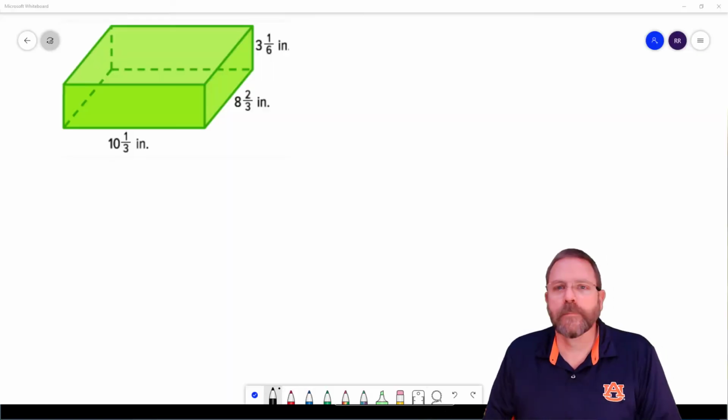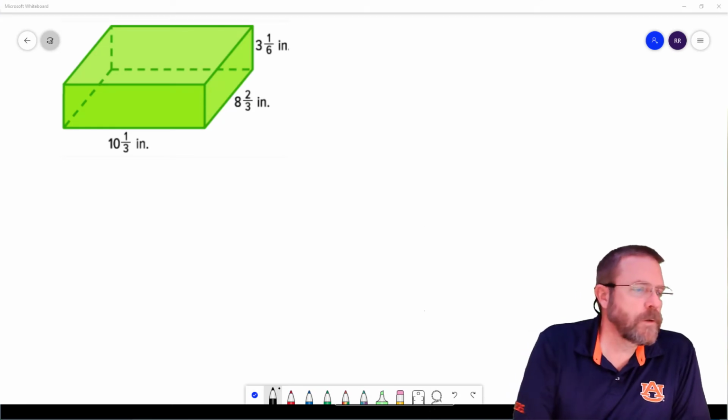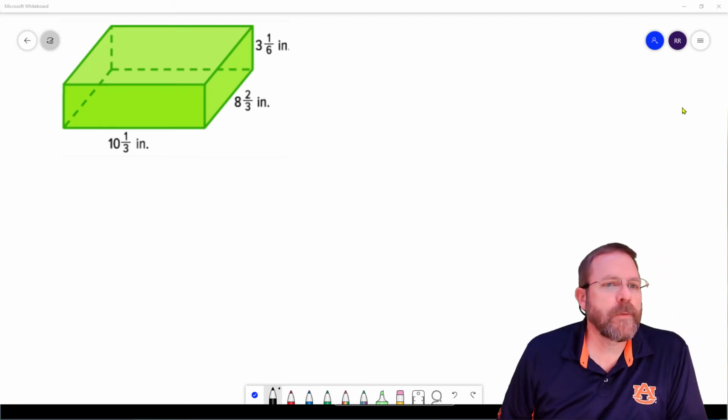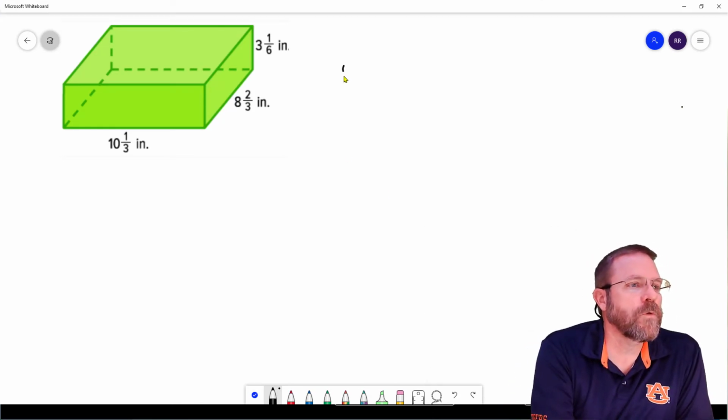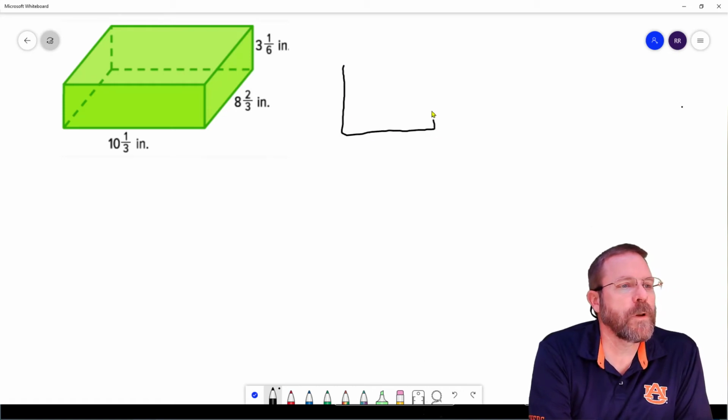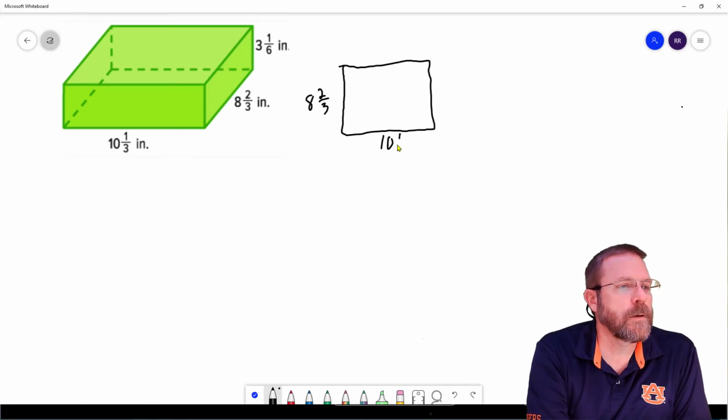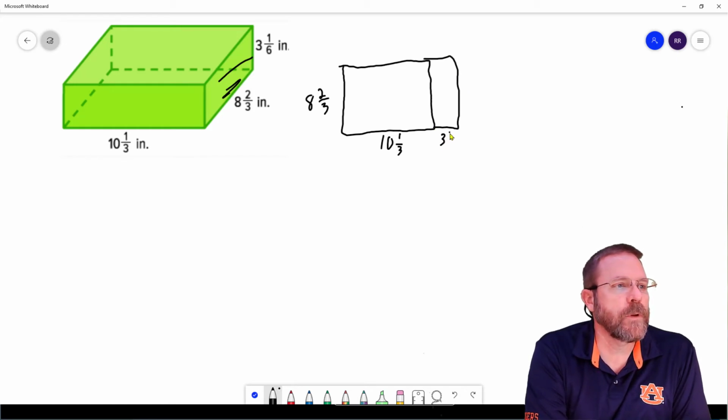Now the first thing I'm going to need to do in my net is I'm going to take and make those big rectangles. So you can really start at any point, but that's the point I want to start with. So I have a big rectangle that is 8 2/3 by 10 1/3. And then I'm going to do this side right here, which is going to be a skinnier side, which means I'm going to have a 3 1/6 for that side, but it's still going to be 8 2/3 this way.